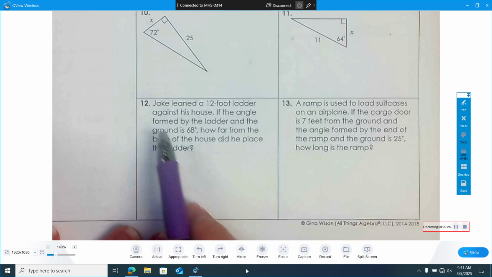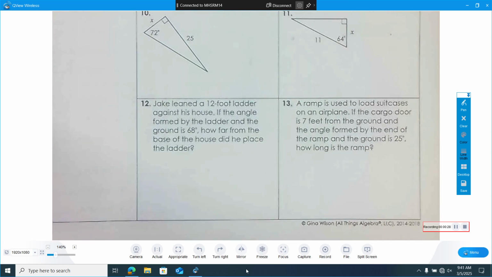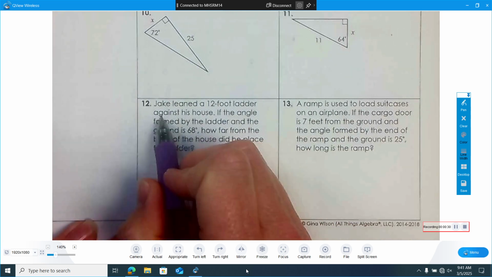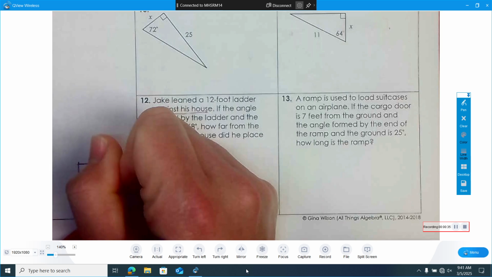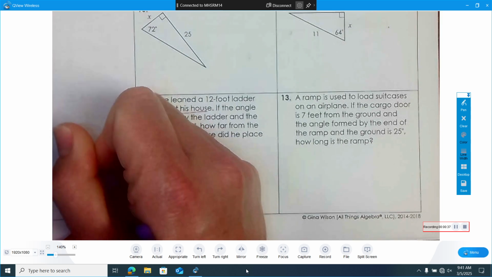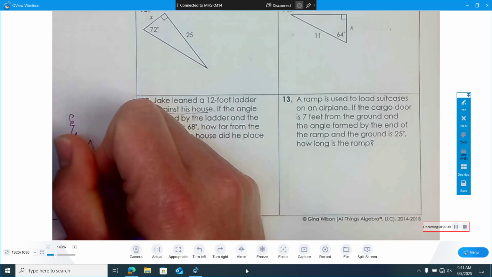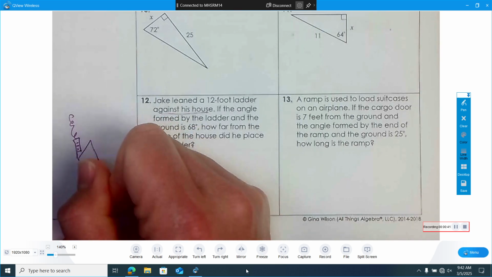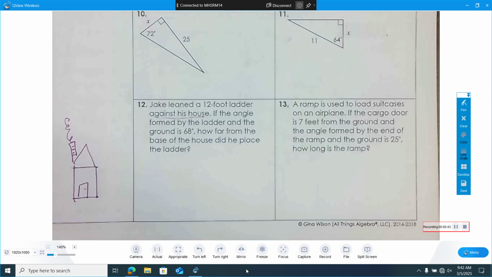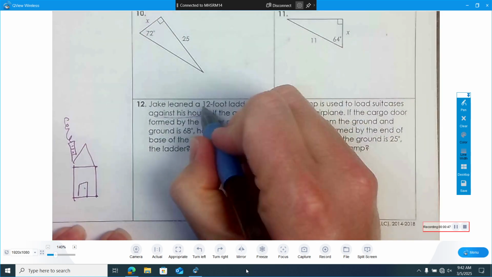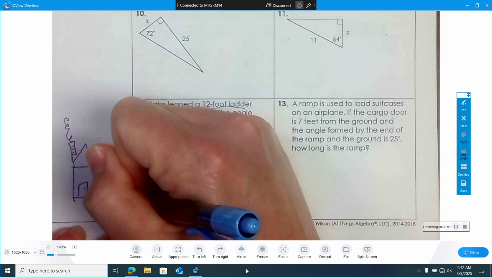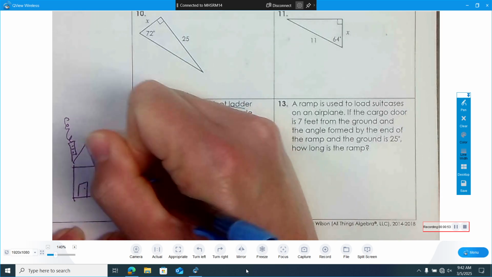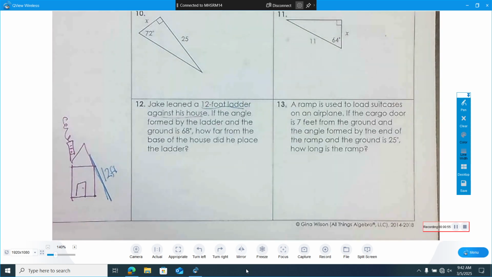All right, it says, Jake leaned a 12-foot ladder against his house. So again, I'm just going to draw a little house here. There's our little house. We got some smoke coming out the chimney. A little front door. So there's our little house, and Jake has his ladder. It's a 12-foot long ladder. So again, he's leaning it up against the house, and that ladder is 12 feet long, okay?